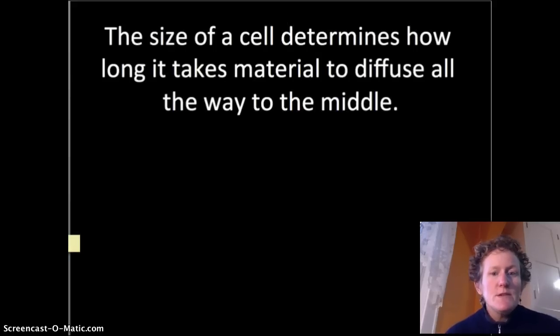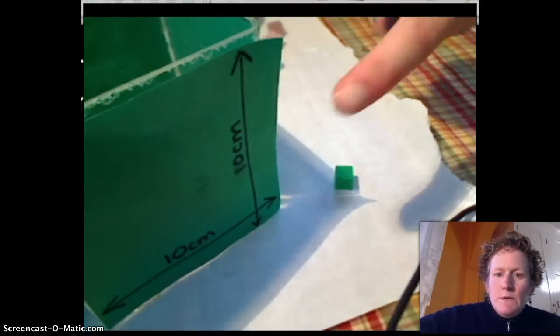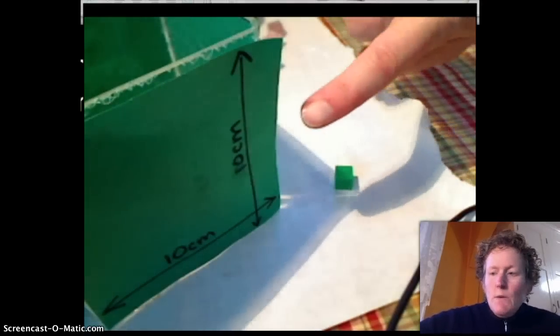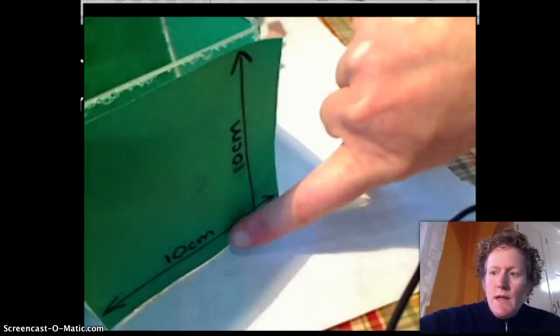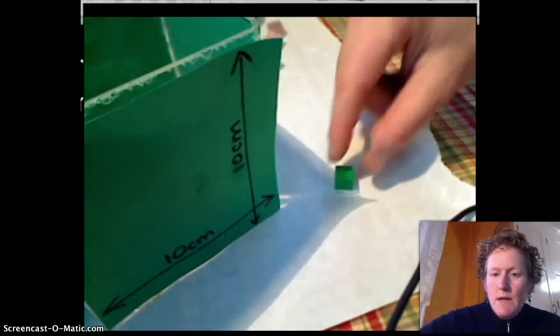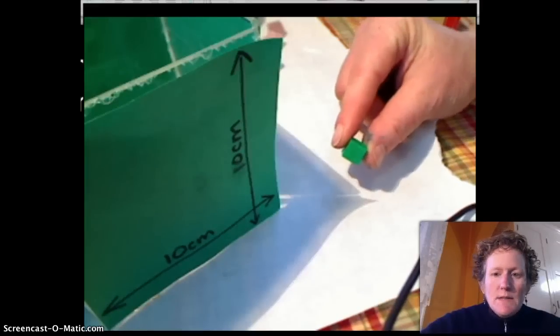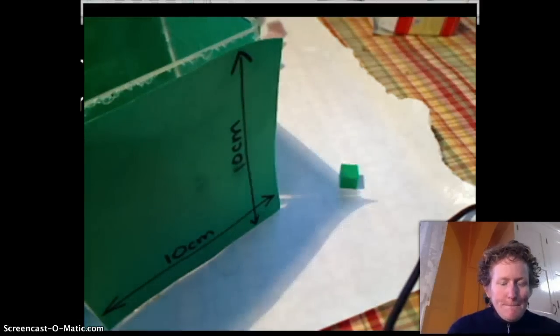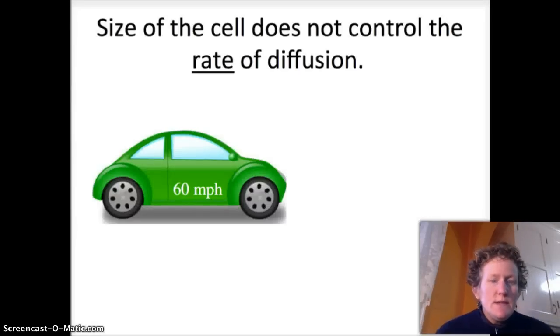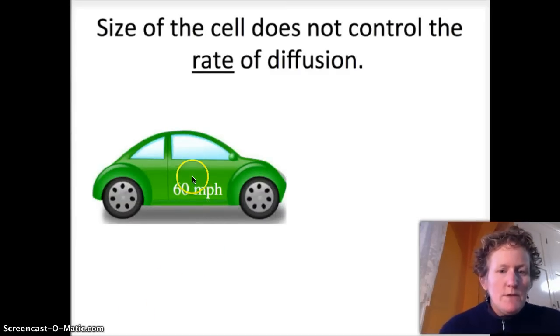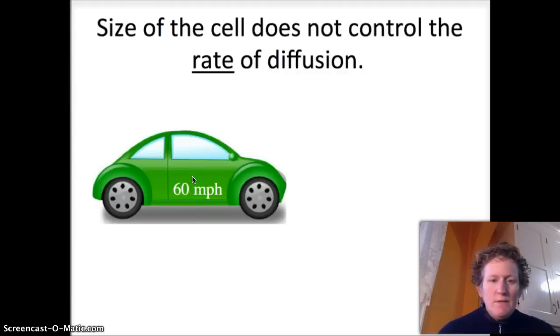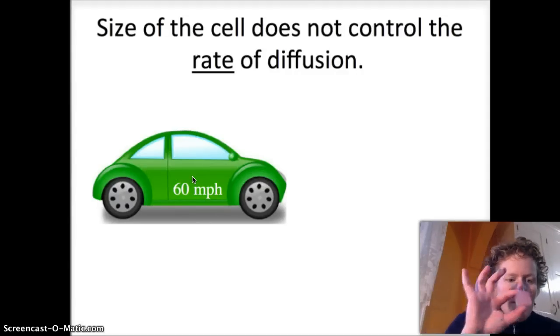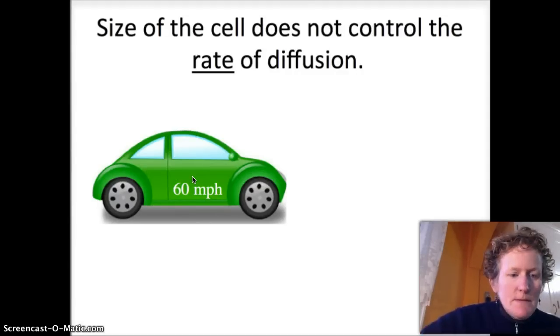The size of a cell determines how long it takes material to diffuse all the way to the middle. For this lab, we're going to use two different size model cells. We're going to use a very large cell that's 10 by 10 by 10 centimeters, and a very small model cell that's 1 by 1 by 1 centimeters. The size of the cell does not control the rate of diffusion. Diffusion is always going to have the same speed for this lab because we use the same kind of agar for all of our model cells.